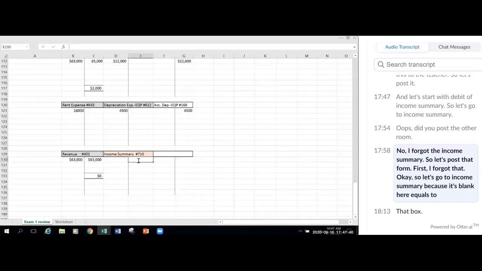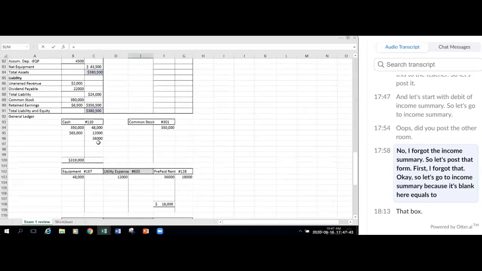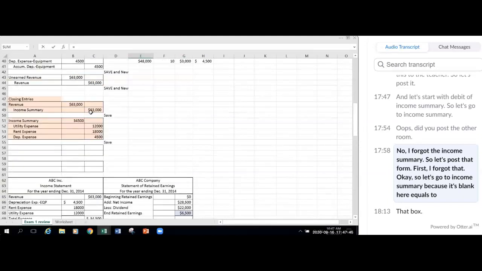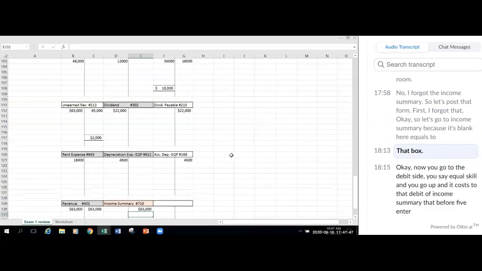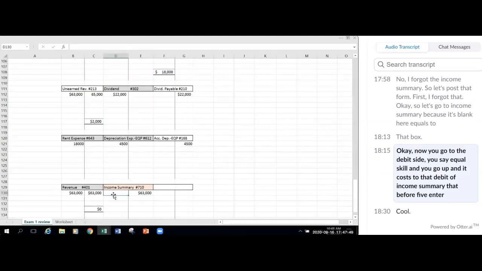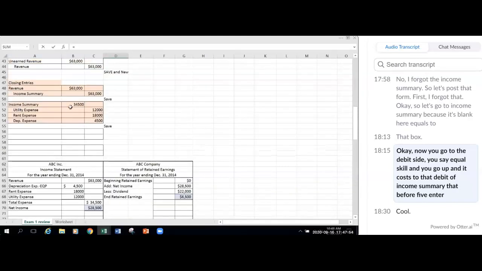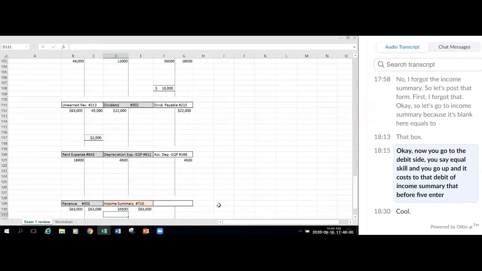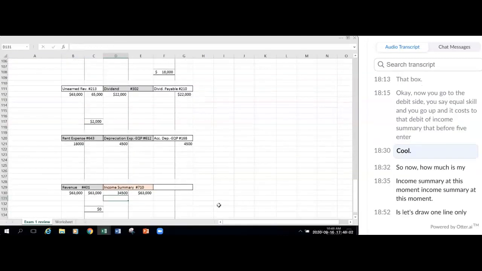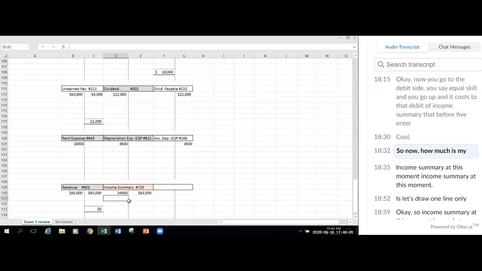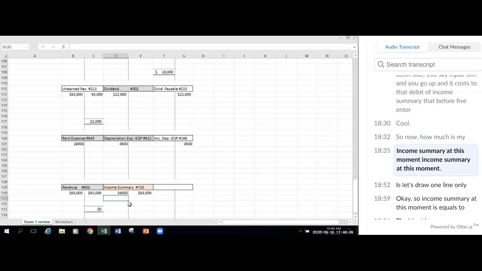Here, equals to that box. Okay, now you go to the debit side, you say equals to, and you go up, and equals to that debit of income summary, 34.5, enter. Cool. So now how much is my income summary at this moment?